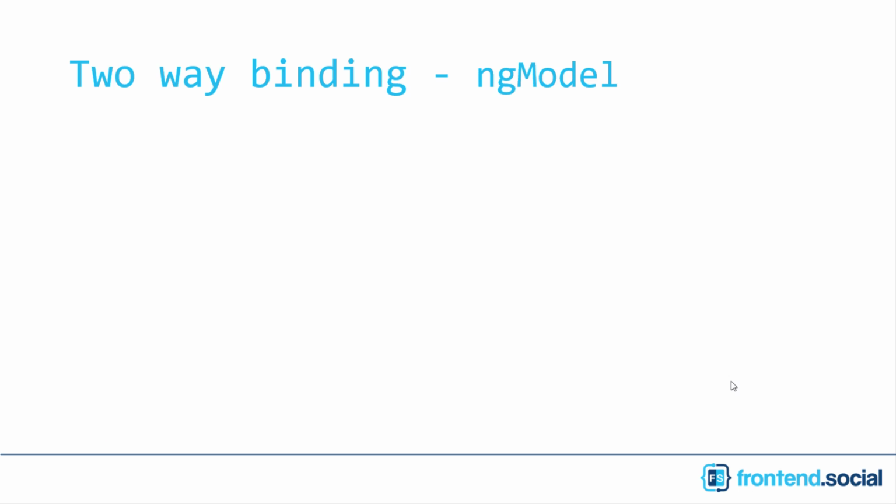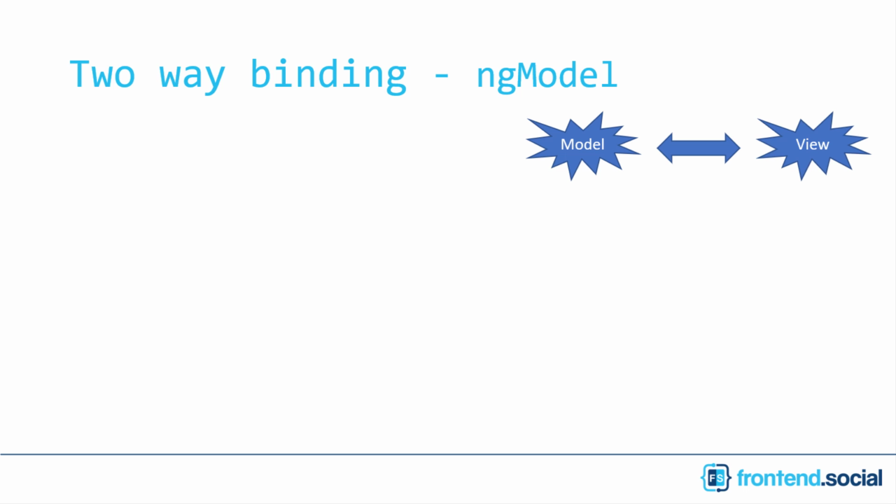Awesome. Let's see how two-way binding will work in Angular. First of all, what is two-way binding? Two-way binding is the process where model and view value are always in sync. What that means is, when you update the model value, it will reflect on the view, and if you update the value on the view, it will reflect back in the model.